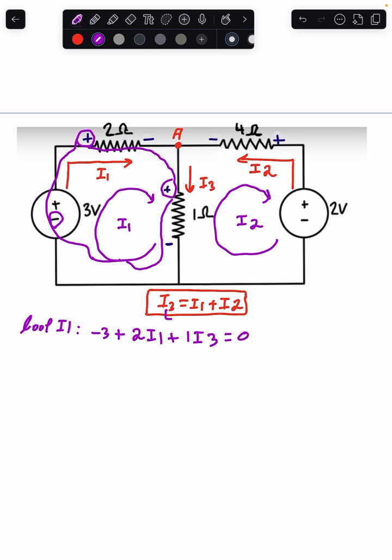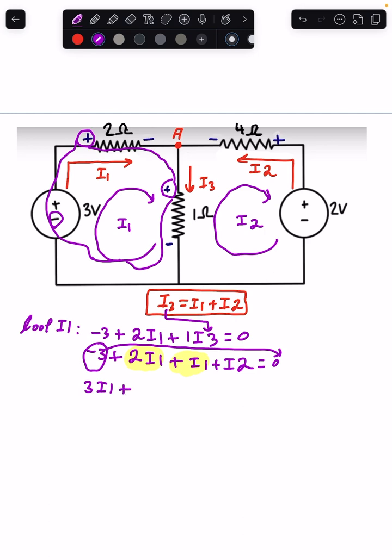We can substitute this I3 in the equation. So -3 plus 2I1 plus I1 plus I2 equals 0. We can combine this with this. So, take this -3 to the other side of the equation, and it will be 3I1 plus I2 equals 3. This is equation number 1.